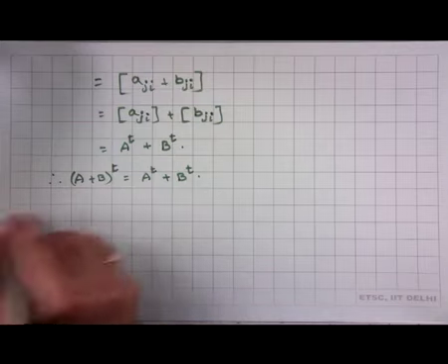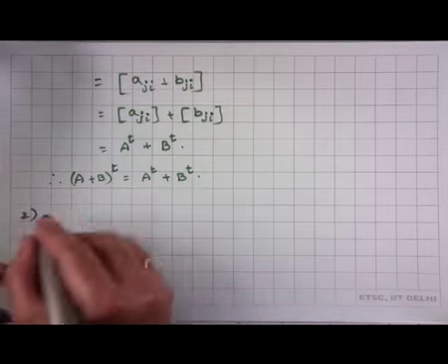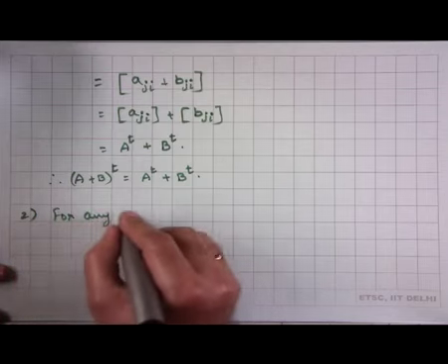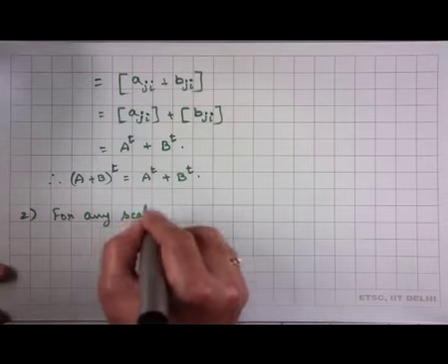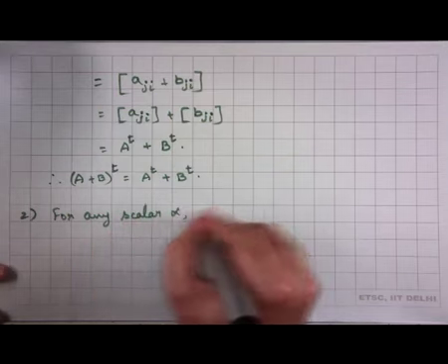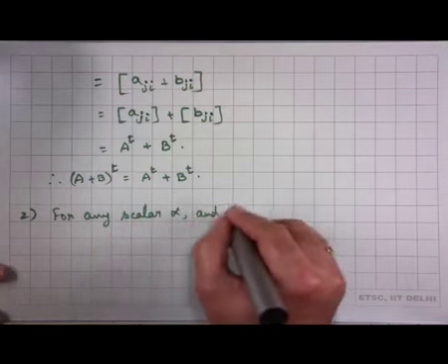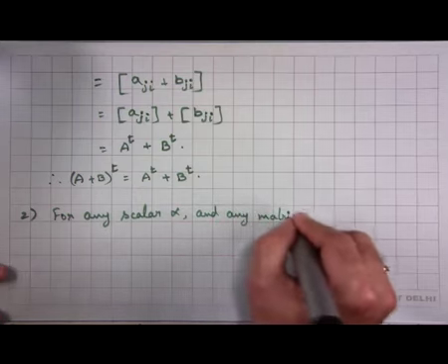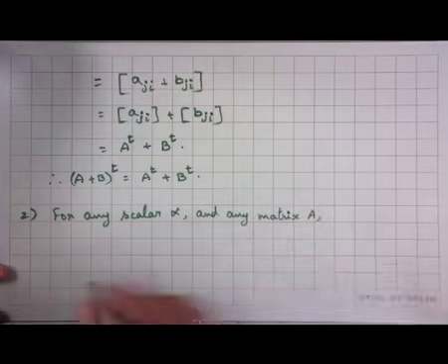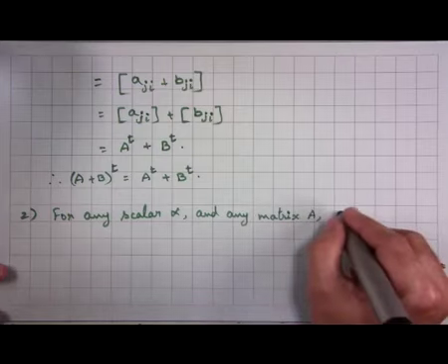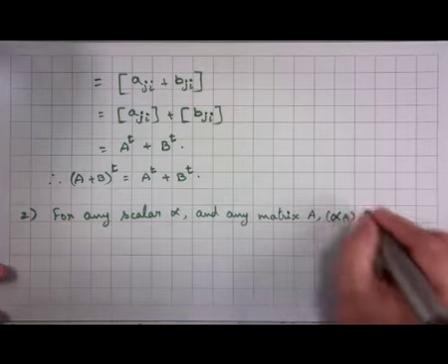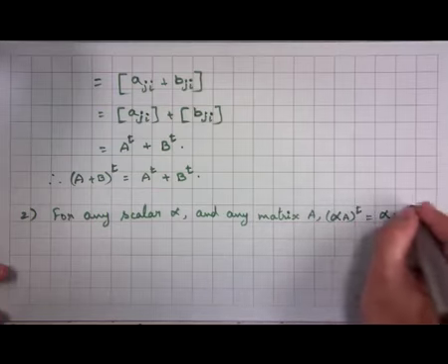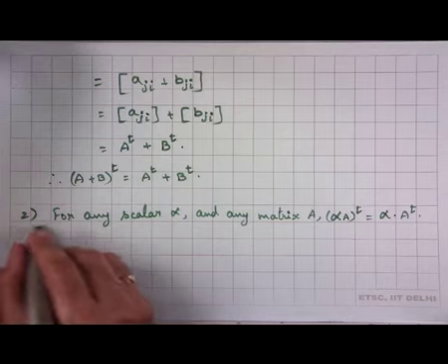Second one: for any scalar alpha and any matrix A, alpha A whole transpose is the same as alpha times A transpose. Proof.